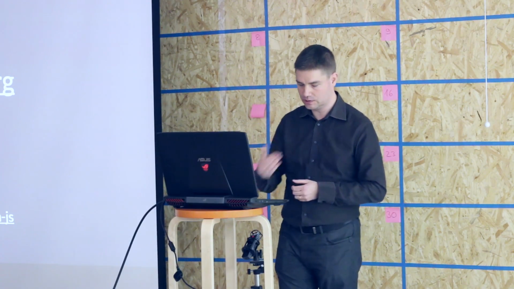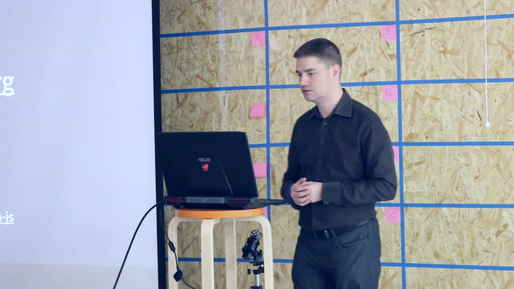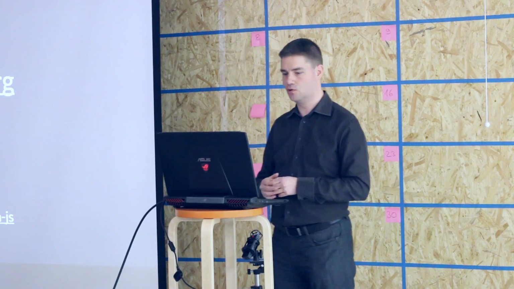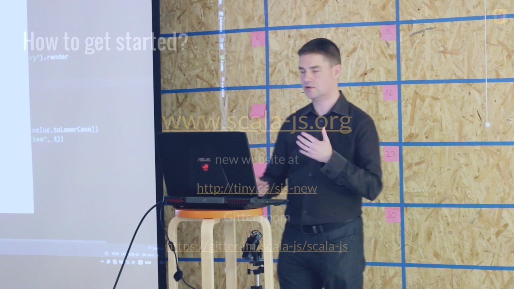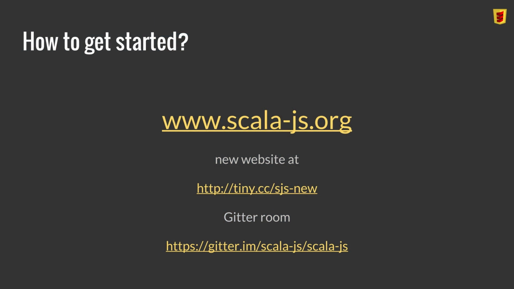Yes, so the question was about source mapping. Yes, it generates source maps, so you can just go in the browser. Basically you have source mapping, so if you get an exception, you actually see in the stack trace your original Scala code and where it happened, and you can go in the browser, set breakpoints in your Scala code, and they will be in the correct place in the JavaScript code.